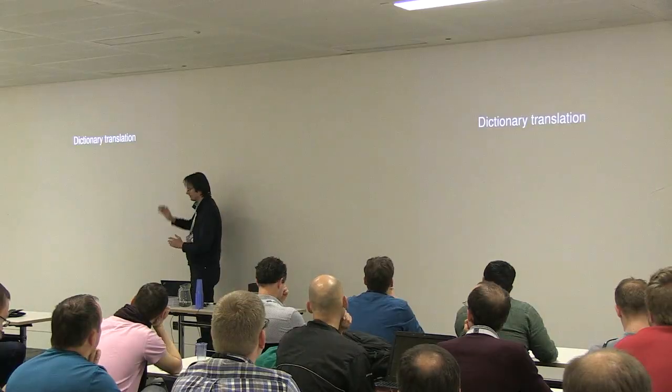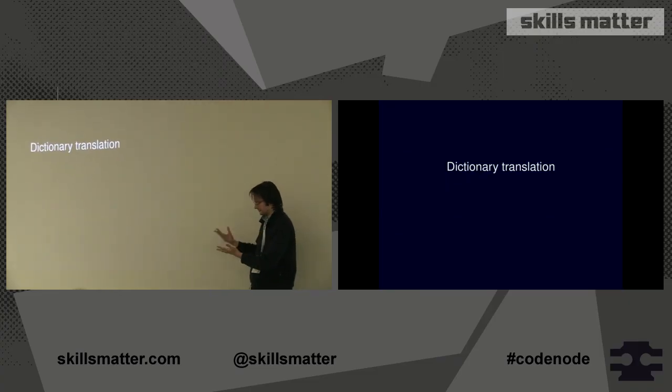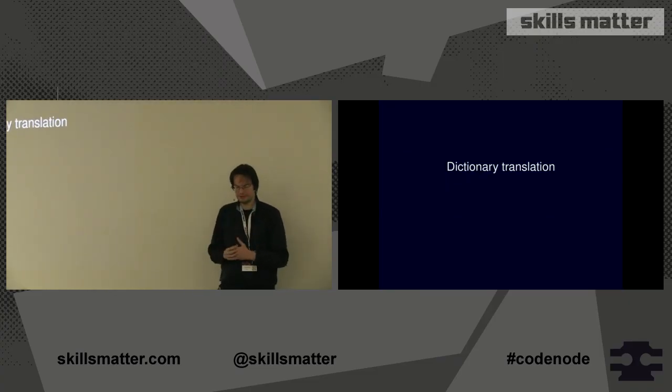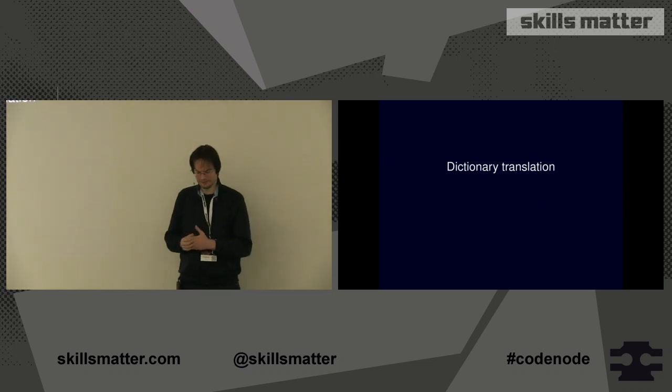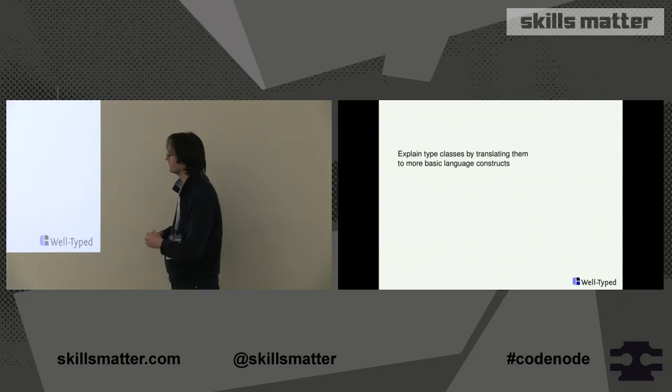Okay, so I'm going to talk about what's called the dictionary translation now, or sometimes it's called evidence translation for type classes as well. And as I said initially, this is the way that GHC translates type classes when it translates Haskell down to core and then to STG and ultimately to machine code. So this is one very useful way of thinking about type classes. We can later discuss that there are other ways of doing this as well.